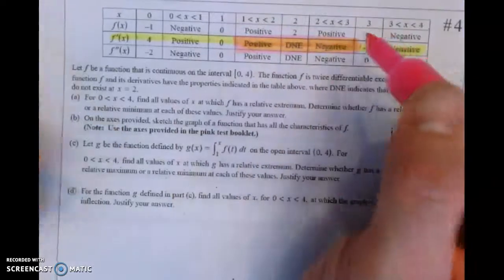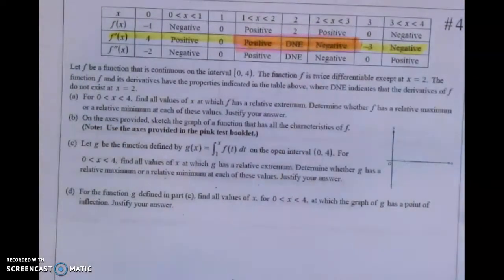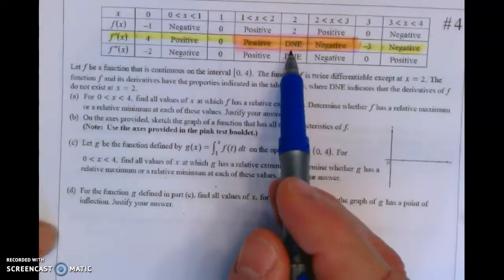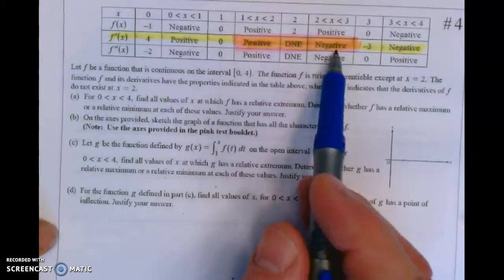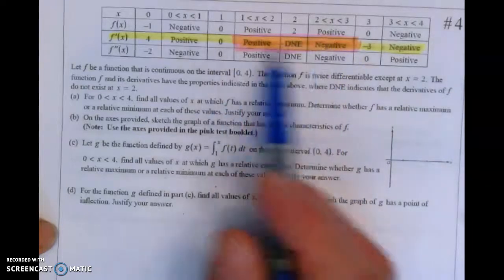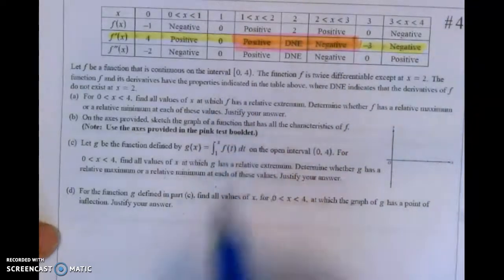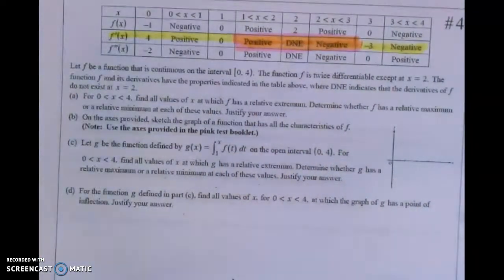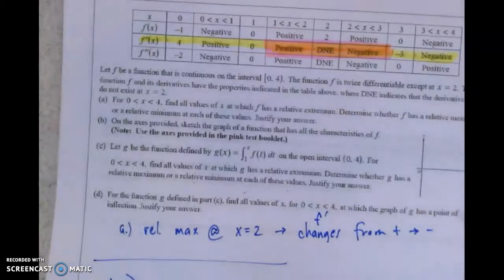And in fact, even though it does not exist, that is absolutely in this case a relative maximum, because it goes up, stops, and goes down. So the only relative maximum here is at x equals 2. Okay? There's no relative minimum.